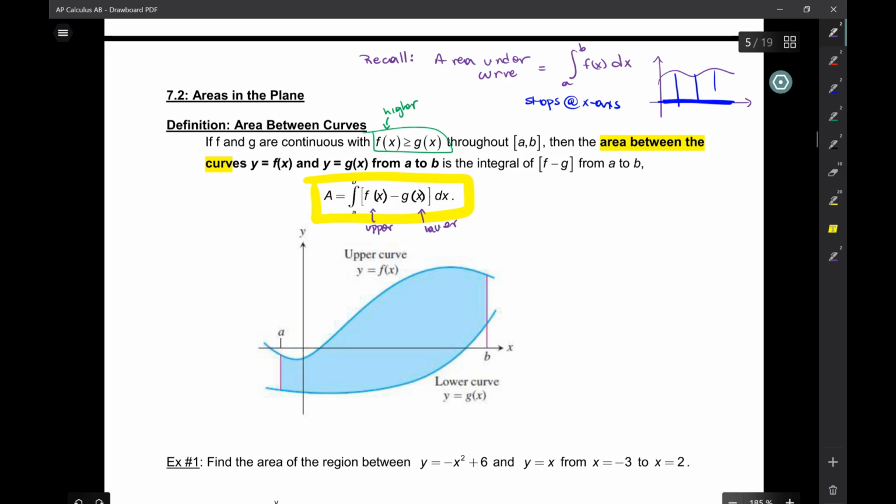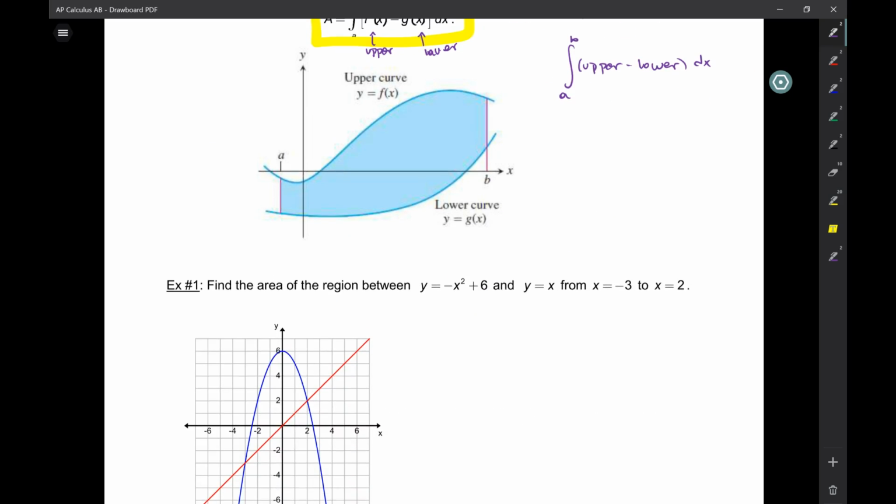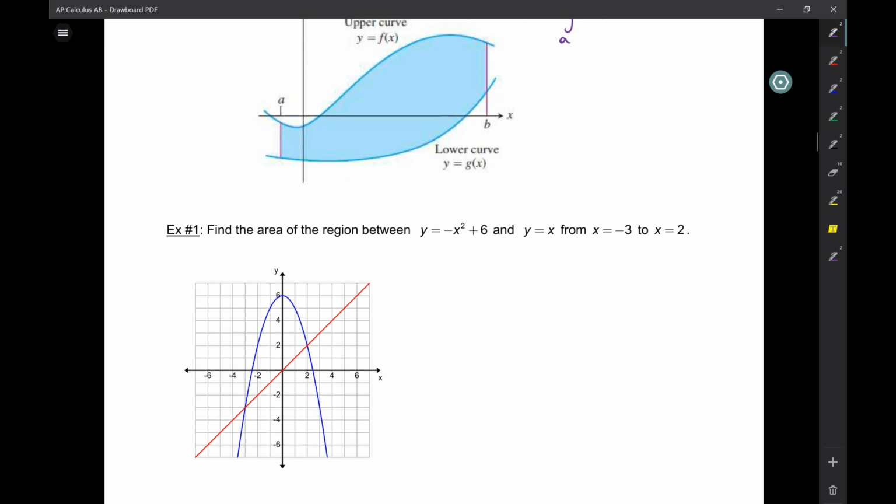Sometimes you get confused, one function versus another function, when you have different scenarios and situations. So just remember, it's always a to b, upper minus lower dx. That's it, upper minus lower dx. Let's use that because later on we're going to turn this on its side and it's going to be left to right versus top down. So let's get the terminology down from now.